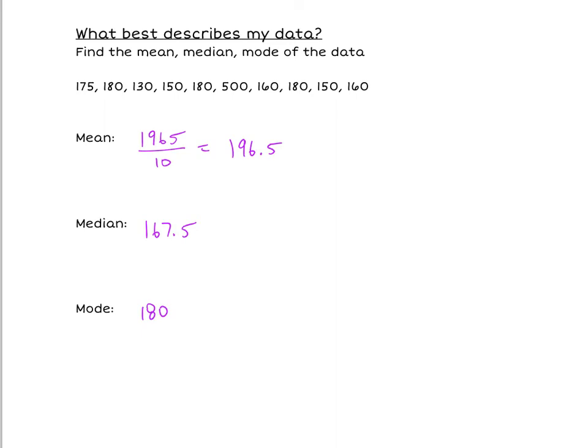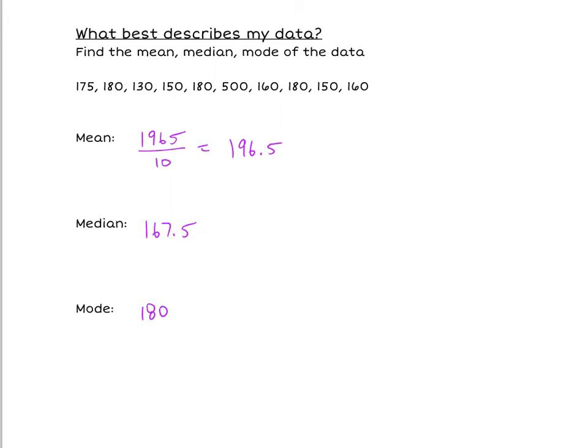Okay, so what you need to do then, when you look at these 3 results, you need to say, do any of them not really represent our data? What do you think, Zach? 500, that's an outlier. Okay, what about the 196.5, which is the mean, the median of 167.5, or the mode of 180? Do any of those 3 numbers not really represent our data?